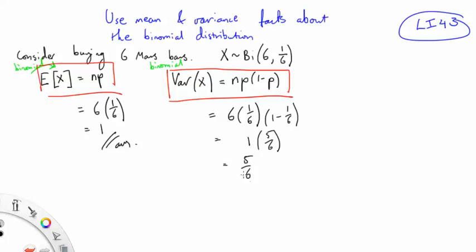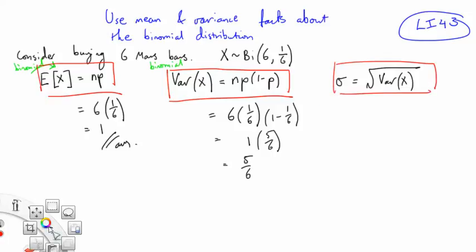There's our variance. Finally, our standard deviation sigma is, you ready for it? The square root of the variance. There's your third formula. So let's try that out. The square root of the variance is the square root of 5/6.